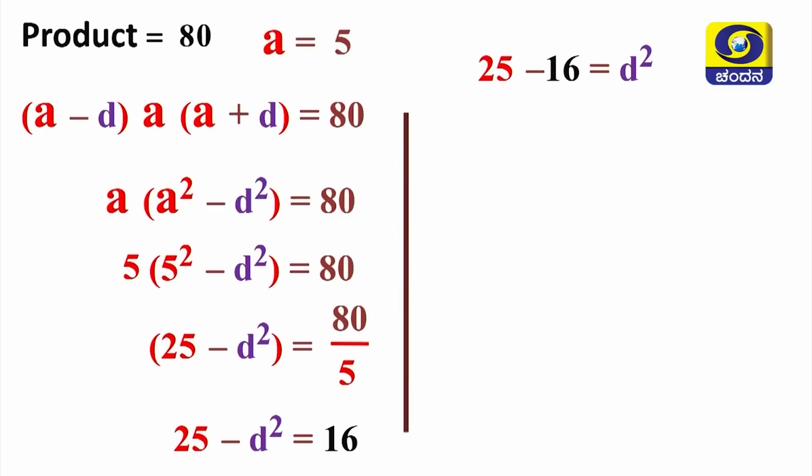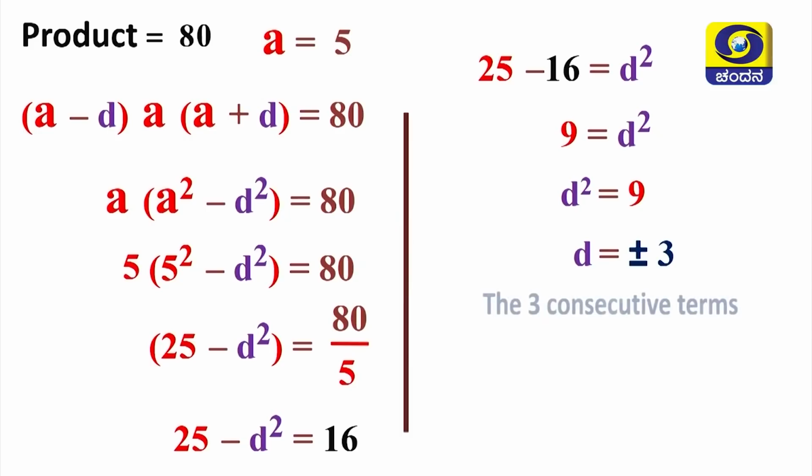25 minus d square is equal to 16. I will bring 16 to the left hand side, 25 minus 16, and I will take minus d square to the right hand side, plus d square. 25 minus 16 is equal to d square, and therefore 9 is equal to d square, or d square is equal to 9, and therefore d is equal to the square root of 9, which is plus or minus 3. Therefore, the value of d is plus or minus 3, and you have already found out a. Just now you found out d.